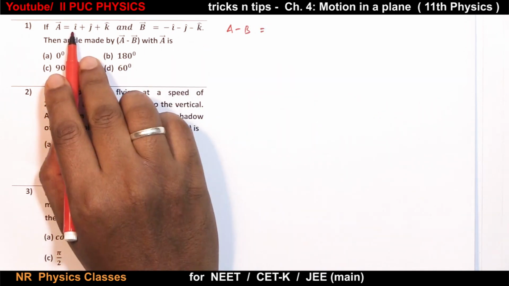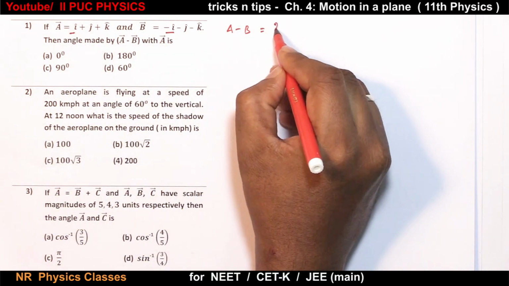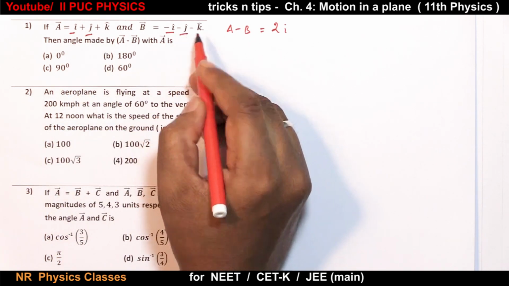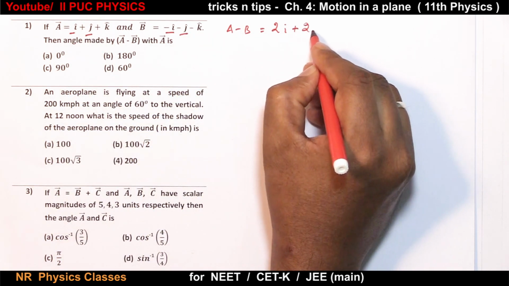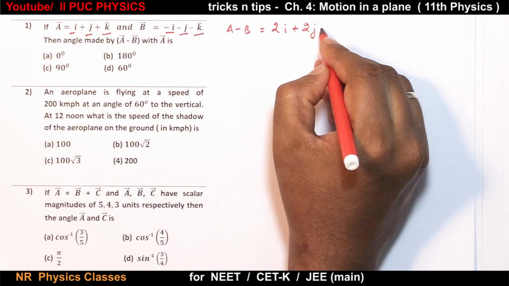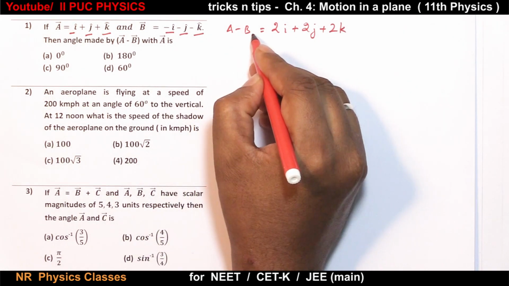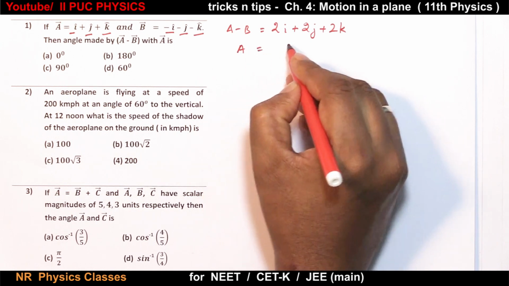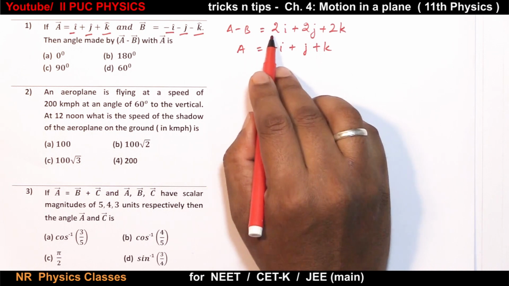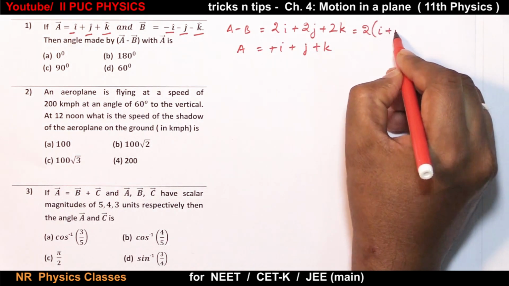A minus B: 1 minus of minus 1 is 2i, 1 minus of minus 1 plus 2j, 1 minus of minus 1 plus 2k. This is A minus B, and A is i plus j plus k. So here A minus B can be written as 2 times (i plus j plus k).